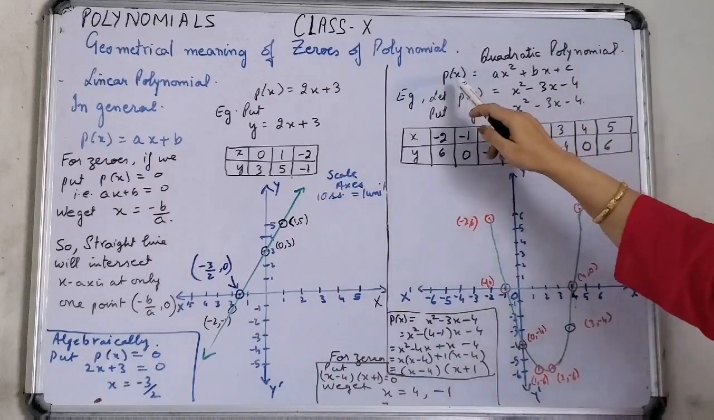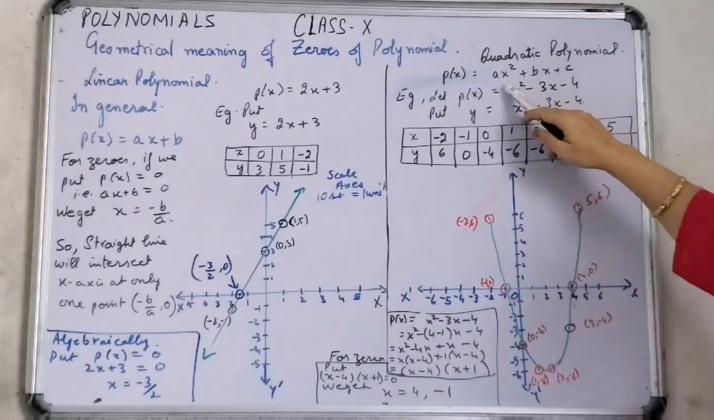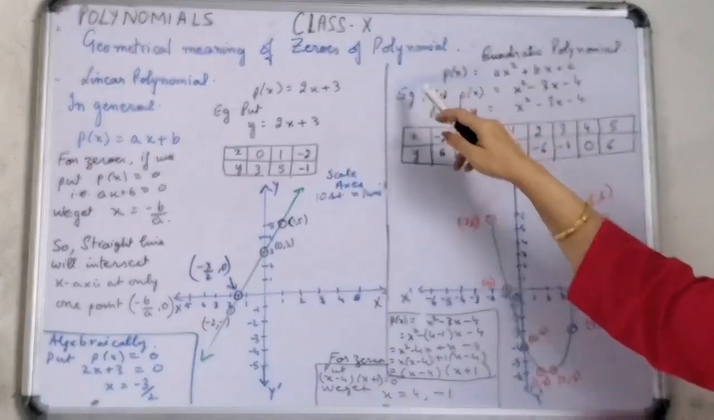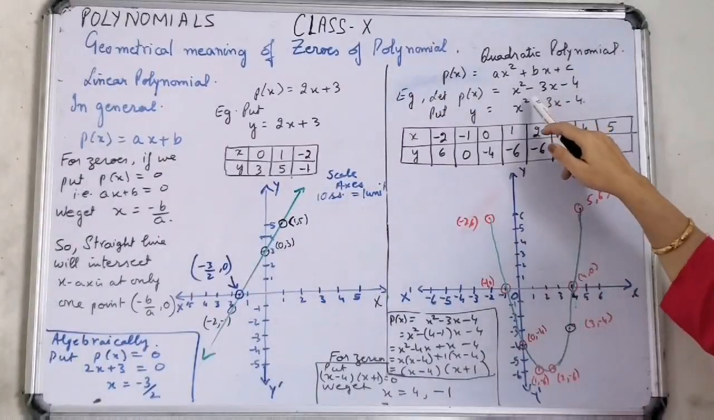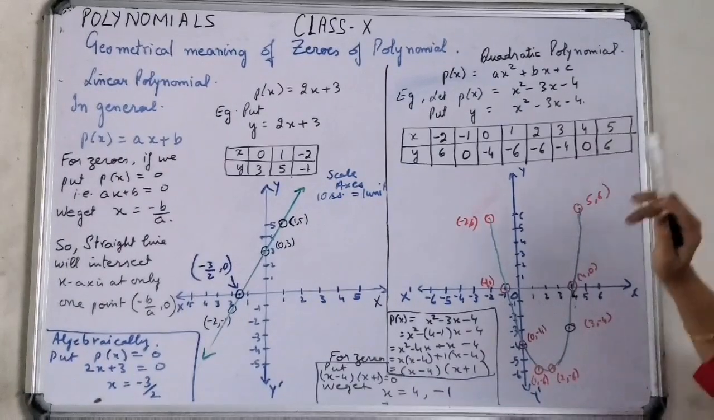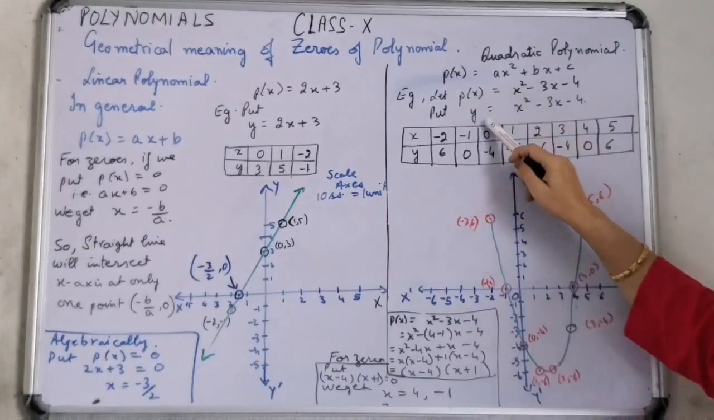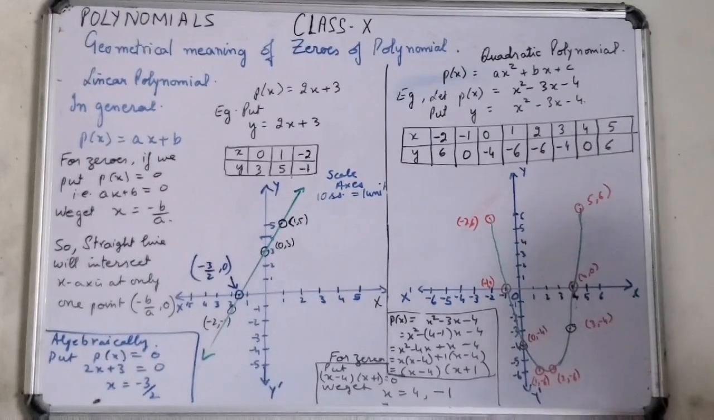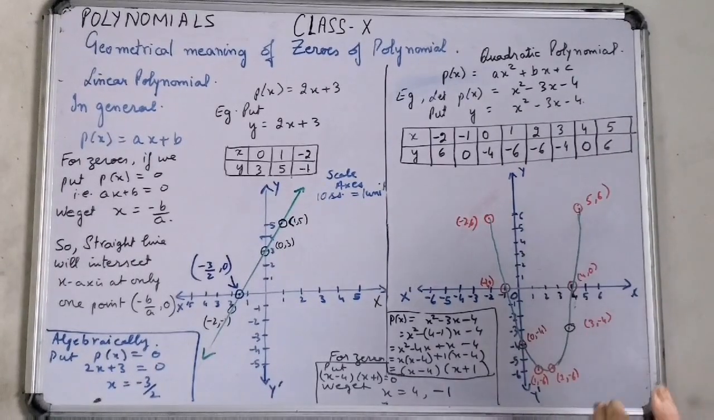Quadratic polynomial, the standard form is p(x) is equal to ax² + bx + c. I am taking up an example. p(x) is equal to x² - 3x - 4, right? Instead of p(x), I put y. So now my equation is in terms of x and y. y is equal to x² - 3x - 4.